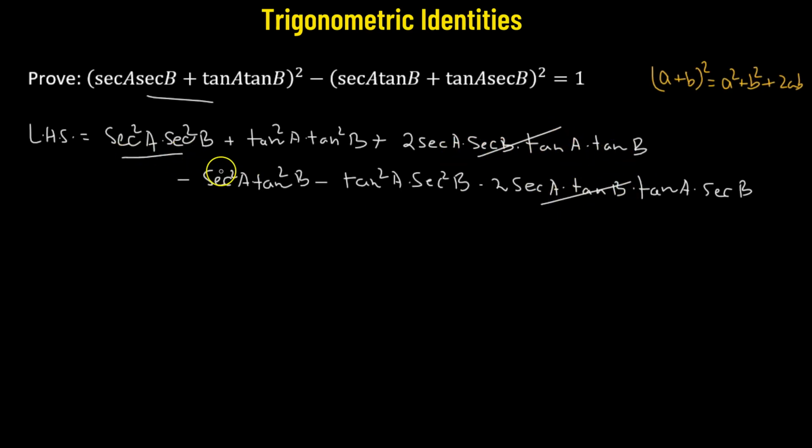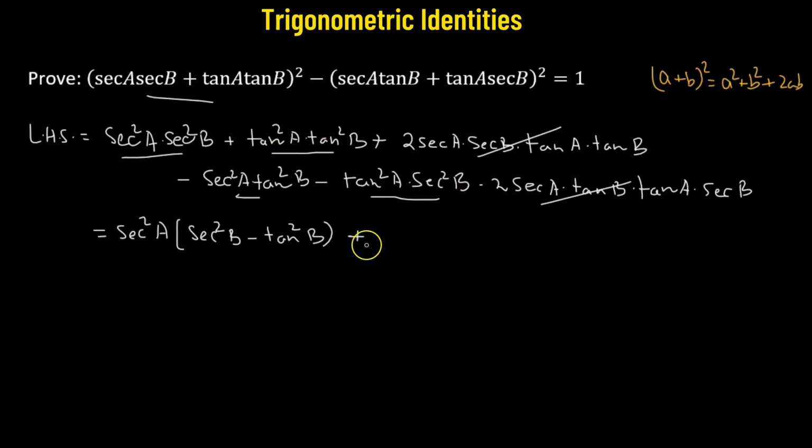Now we are going to combine the first term and the fourth term. So let's combine them by taking secant squared a as the common factor. So we have secant squared a multiplied to secant squared b minus tangent squared b. Then we are going to combine tangent squared a, tangent squared b with tangent squared a, secant squared b. So let's take tangent squared a as the common factor. So this will get multiplied to tangent squared b minus secant squared b.